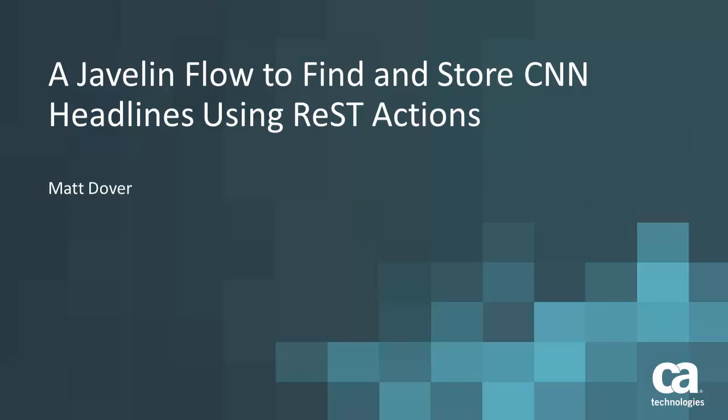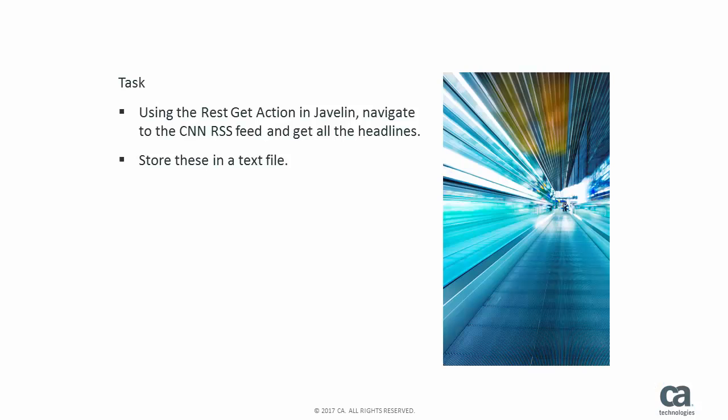In this video, we are going to use a Javelin flow to find and store CNN headlines using REST actions. And so the task is to use the REST get action in Javelin, navigate to the CNN RSS feed, and get all the headlines. And then what we're going to do is we're going to store these headlines in a text file.